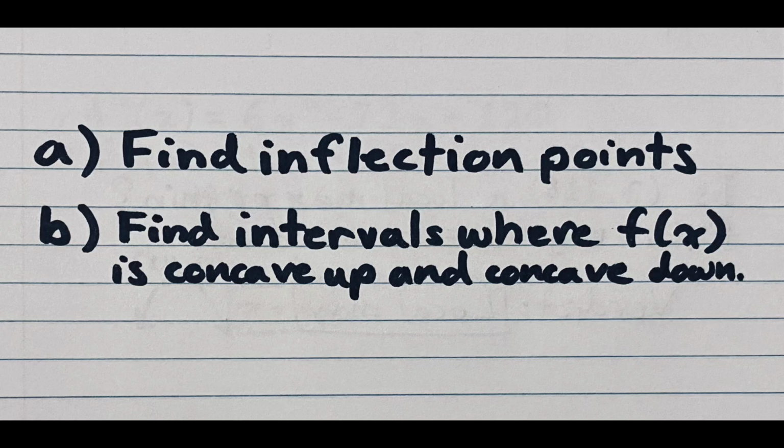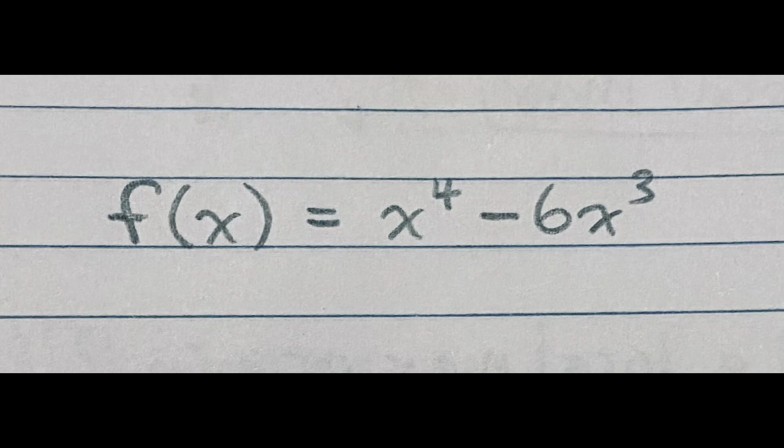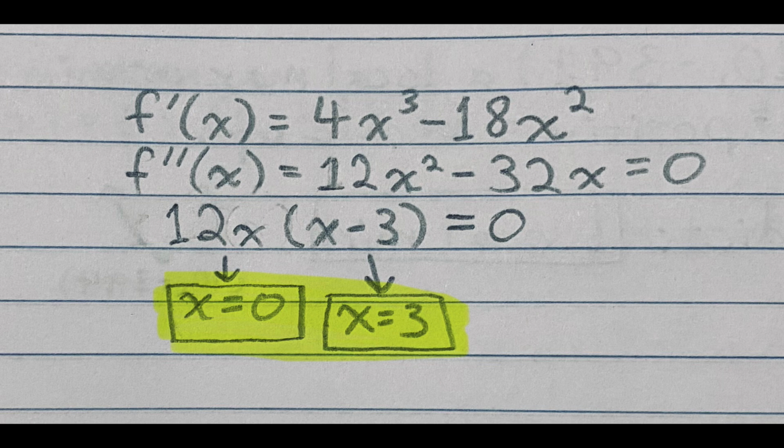Problem 2. The first thing this question wants us to do is to find the inflection points. Then it wants us to find the intervals where f of x is concave up and concave down. So the function we're given is x to the fourth minus 6x to the third. So to find the inflection points, we find the first derivative, which is 4x to the third minus 18x squared, and then we find the second derivative, which I found to be 12x squared minus 32x.